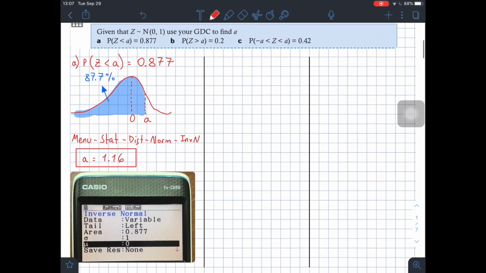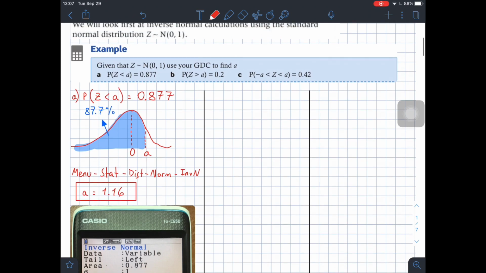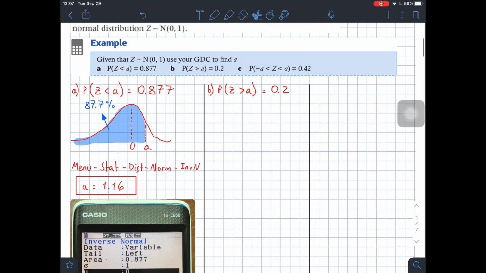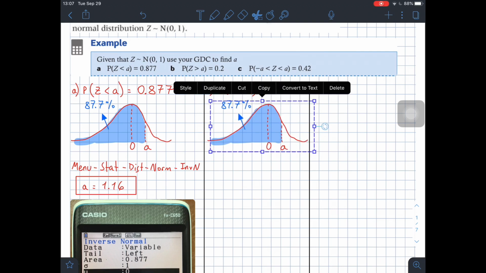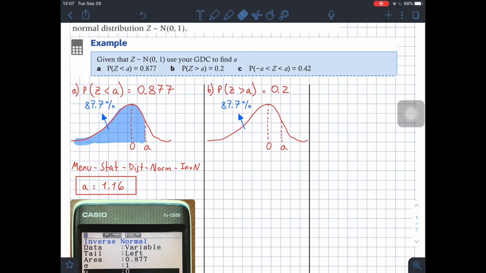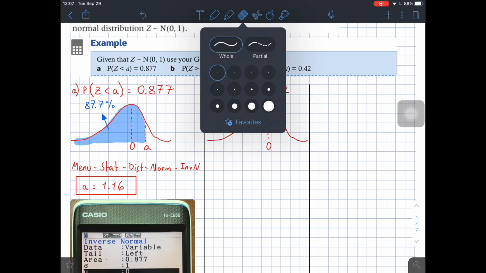Now, let's see part B. Part B says the following. We want to find the probability of C being greater than A, and the probability is equal to 0.2. So we're going to have kind of a similar situation here. Let me copy this. But now you should see that the tail would be to the other side. Let's see why. When I erase this, the value of A is also eliminated.